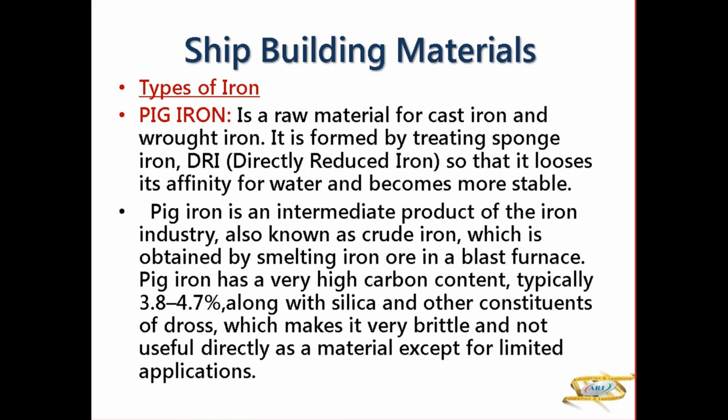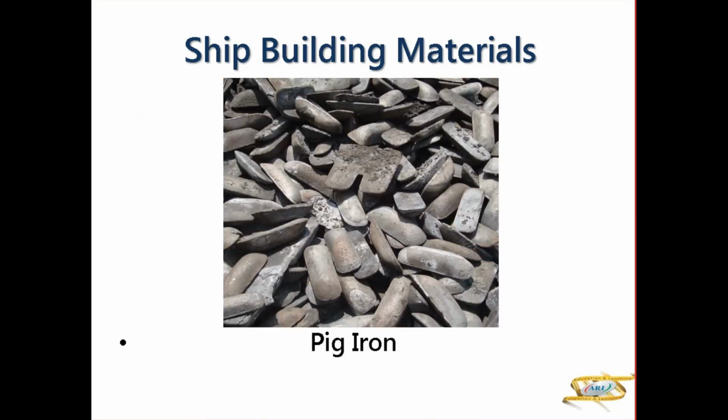Now it's got very high carbon contents, therefore you can't use this pig iron in the industry. So pig iron has got carbon content of 3.8 to 4.7. Because of that, it becomes very brittle. So you cannot use the pig iron for making anything, but it is only used for making cast iron and wrought iron. So this is pig iron.